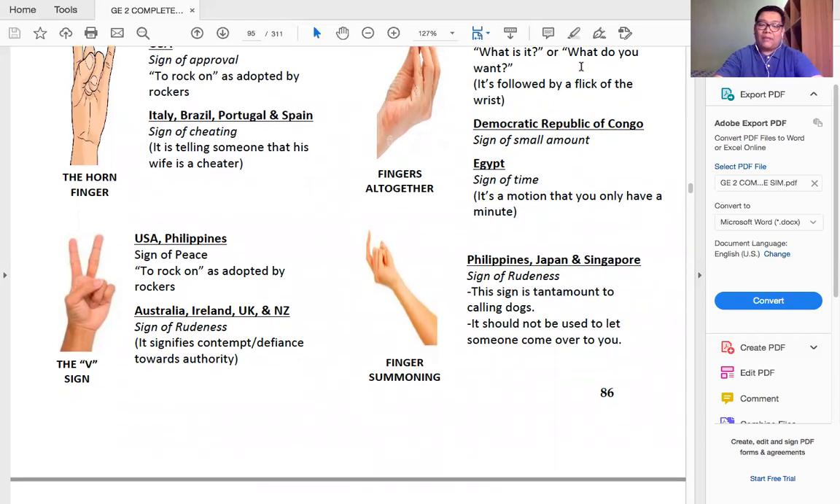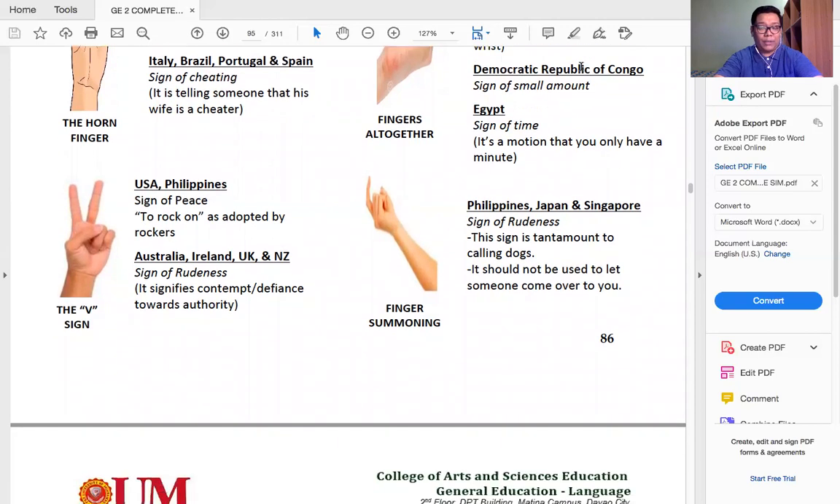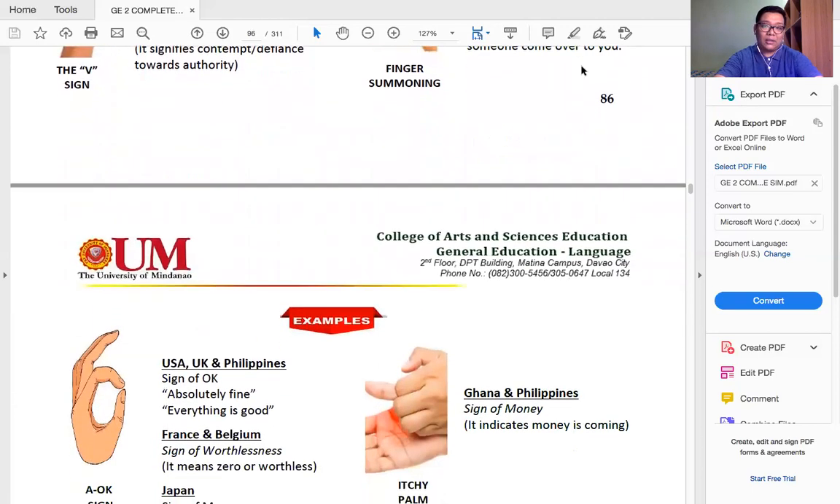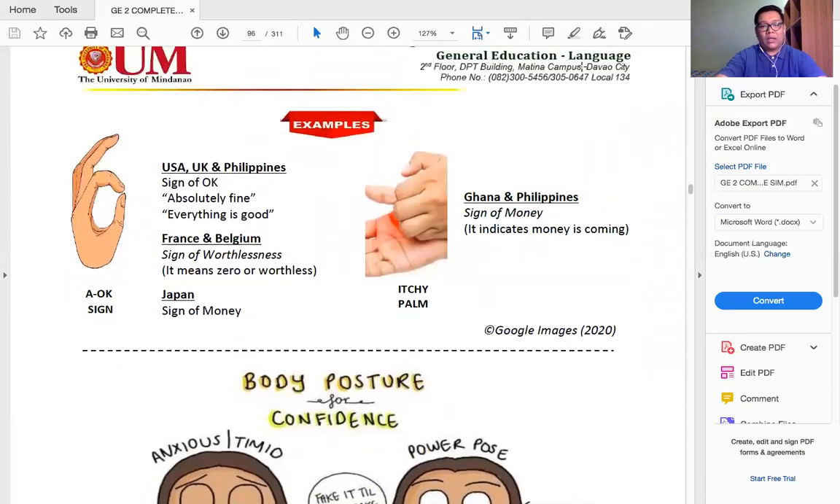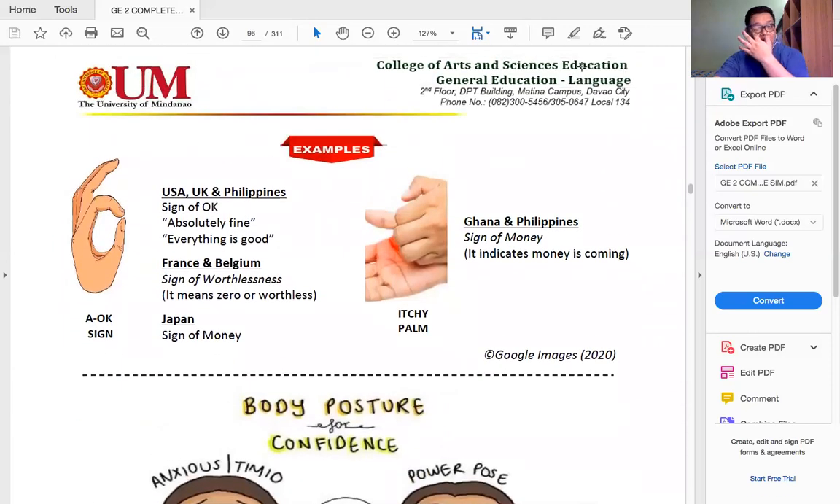We also have the finger summoning. Here in Philippines, Japan, and Singapore, it's also a sign of rudeness. This sign is tantamount to calling dogs. So when you do this one towards a person, it's actually a disrespect. It should not be used to let someone come over to you because in other countries, it may mean differently. Last two examples with the use of hand gestures is when you do this sign.